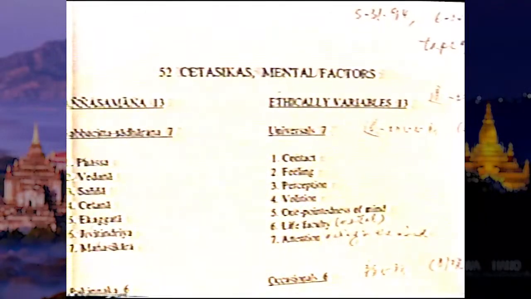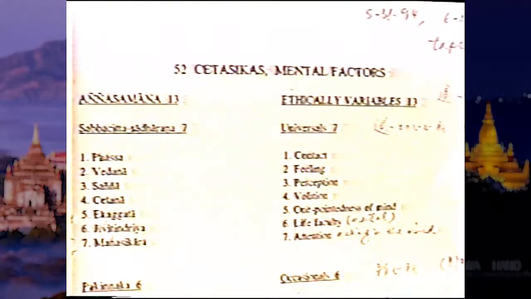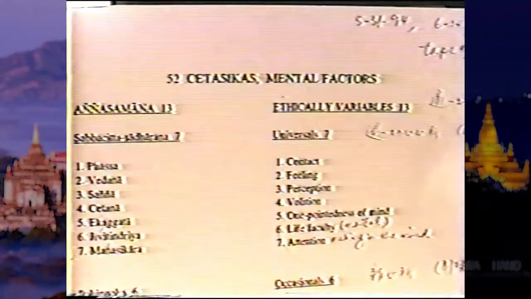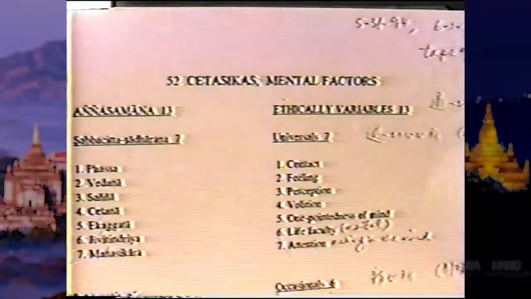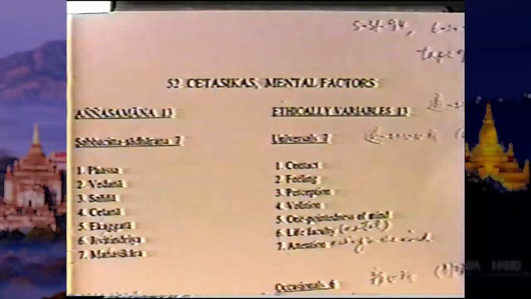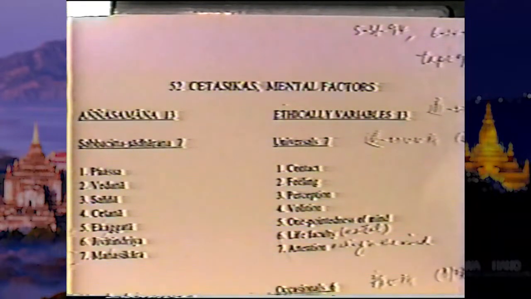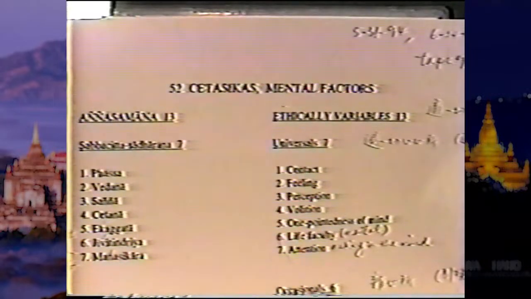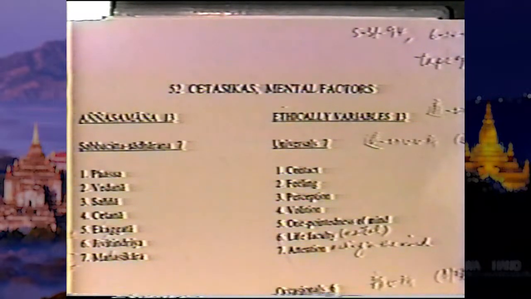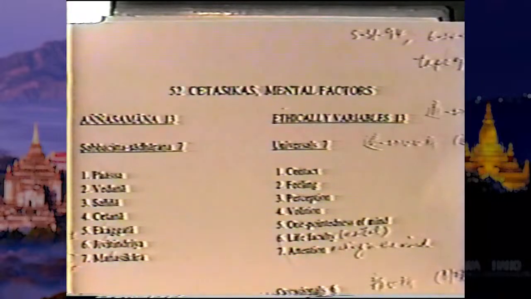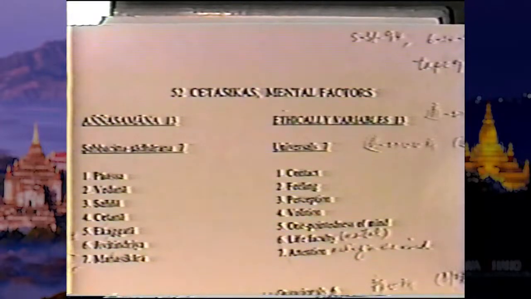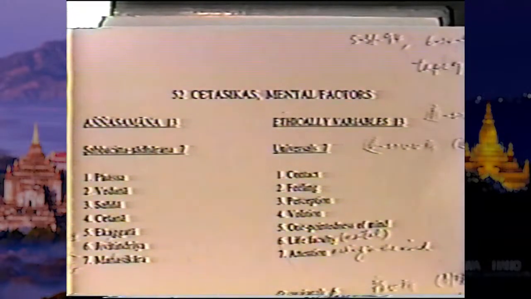So a cetasika is characterized as that which arises simultaneously with consciousness, that disappears simultaneously with consciousness, that takes the same object as consciousness, and that depends on the same base as consciousness. So these are the four characteristics of cetasikas. When we say accompanied by, or sampayutta in Pali, we mean that.